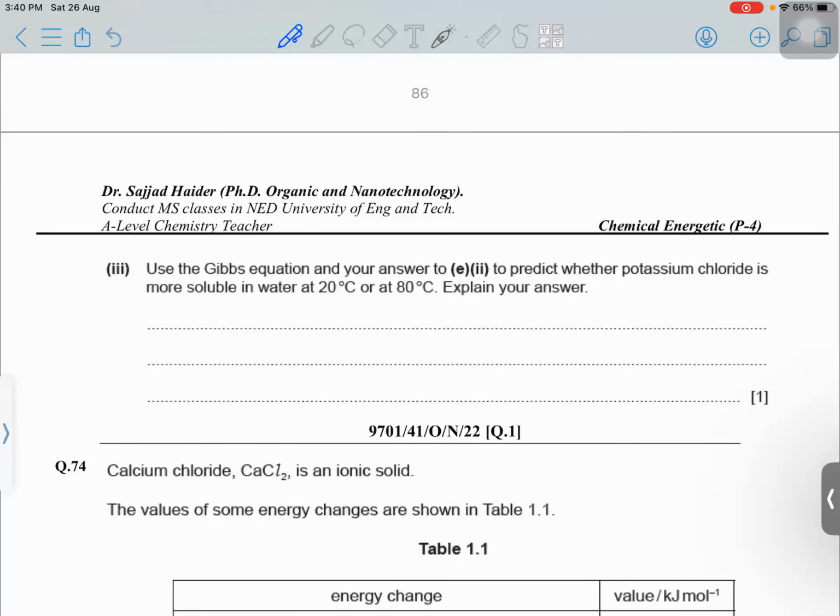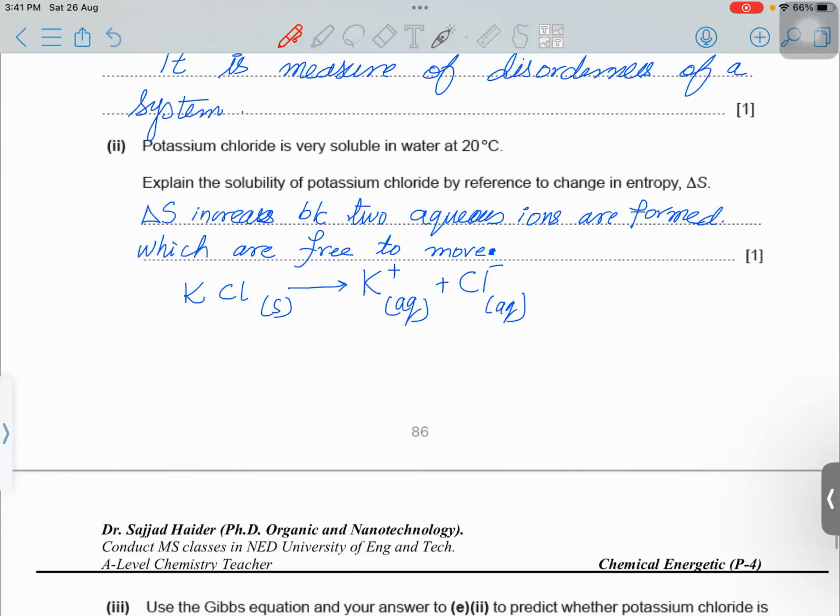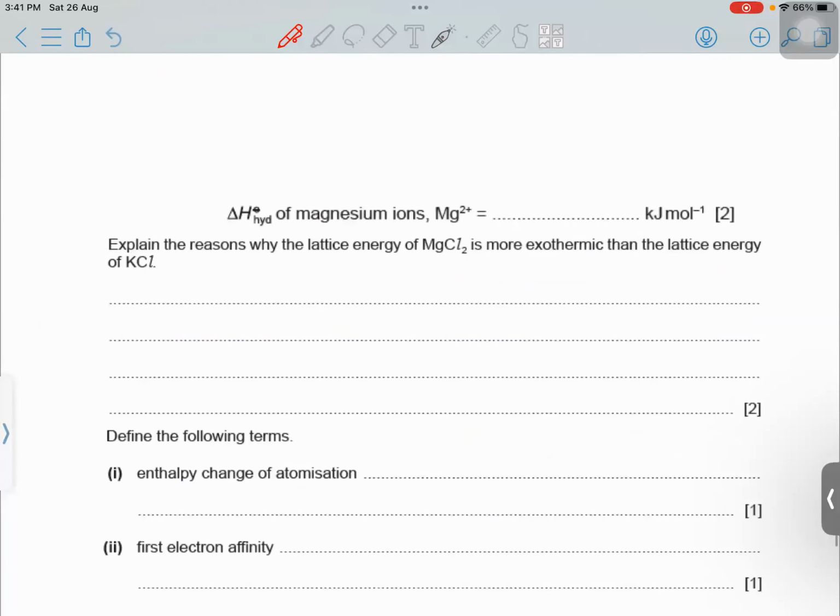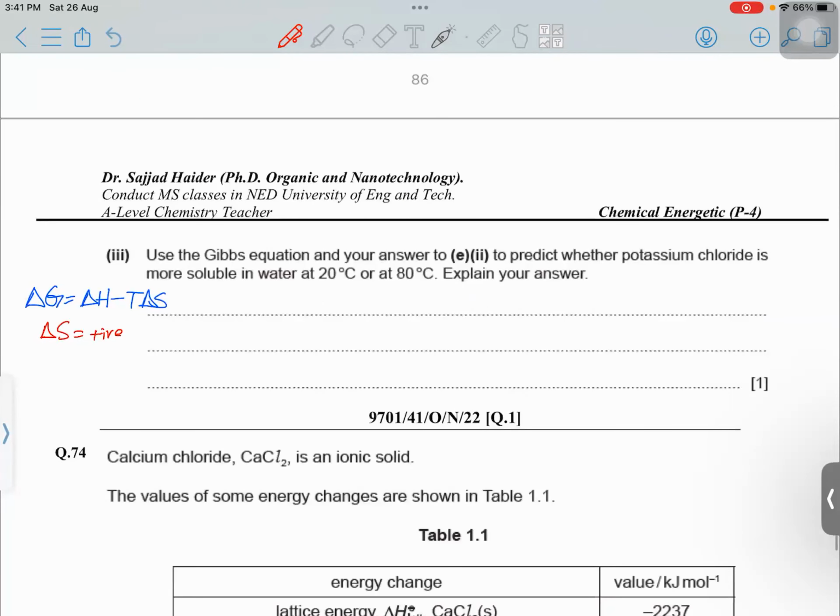Next question. Use the Gibbs equation and your answer to E2 to predict whether potassium chloride is more soluble in water at 20 degrees centigrade or 80 degrees centigrade. Delta G is equal to delta H minus T delta S. The value of delta S is positive. Delta H is not given. Only entropy is given. When you increase the temperature, T delta S becomes more positive, so the value of delta G becomes more negative. The reaction becomes feasible. Are you getting my point or not?